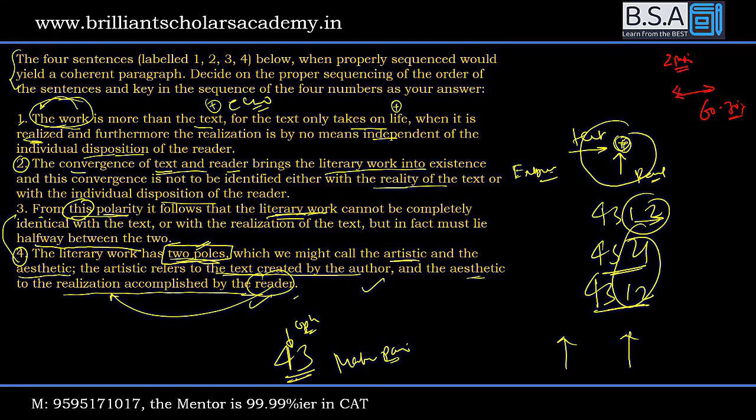ये प्रैक्टिस करो. लास्ट वाला क्यों मिस हुआ आपसे. 4 इज क्लियरली द विनर फॉर द फर्स्ट स्पॉट, क्योंकि 4 इंट्रोड्यूस कर रहा है एक न्यू टॉपिक को. लिटरेरी वर्क में दो पोल्स होते हैं, एक एफर्ट ऑथर की होती है टेक्स्ट के फॉर्म में, एंड सेकंड एफर्ट इज ऑफ द रीडर, जो कि उस ऑथर के एफर्ट को रियलाइज करता है, अपने विजन में लाता है. गुड.